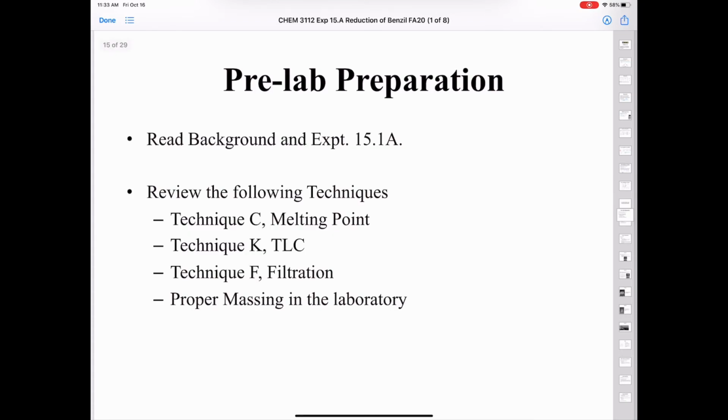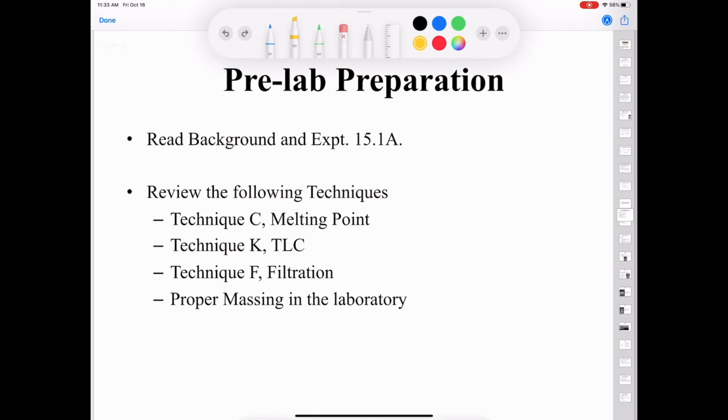The first thing that you'll want to do is read the background, which is experiment 15.1a, and you want to review the following techniques. We want to make sure that you understand how to take a melting point, a TLC, how to do a filtration, and how to properly mass in the laboratory. I can't stress this enough. If you're unsure about any of these techniques, be sure to take a look at them. They are all covered in the lab manual.